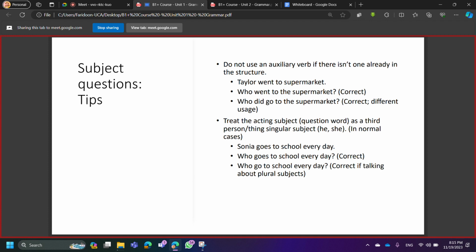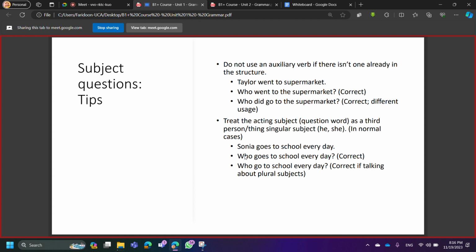But if I say who go to the school or who go to school every day, my sentence is correct, but only if I'm talking about plural subjects, only when I know that the answer will be plural, only when I know that there will be more than one person who goes to school. Okay, so then I can use it as a plural one, who go to the school. But in general, in normal cases as written here, it's better to treat the acting subject, the question word in this case, as a third person singular subject.